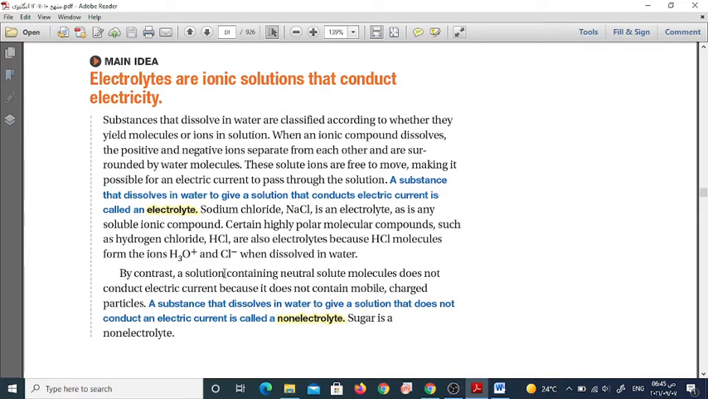Here we have another term which is called the electrolyte. When we dissolve salt in water, the salt is separated into a positively charged sodium ion and a negatively charged chloride ion. These two ions conduct electricity, so it is called an electrolyte.